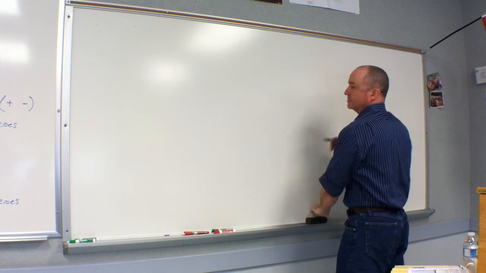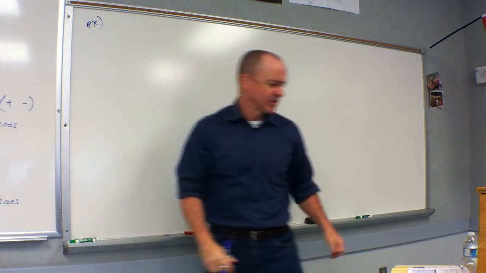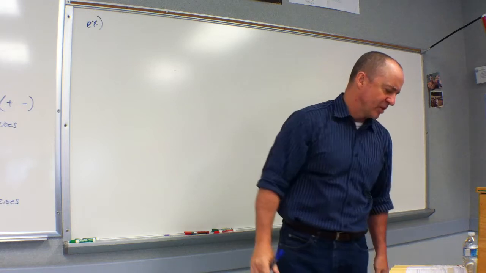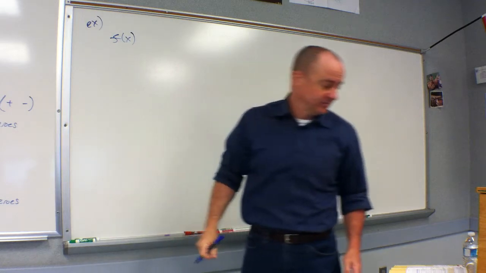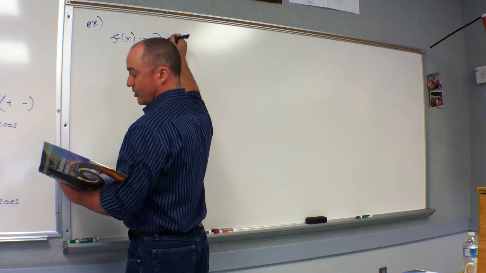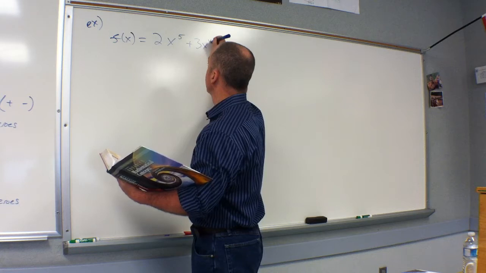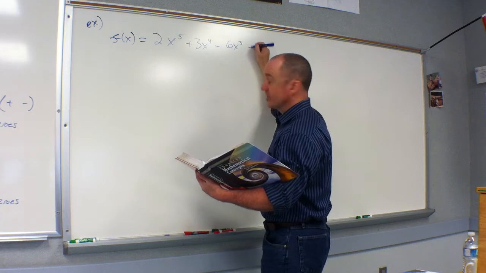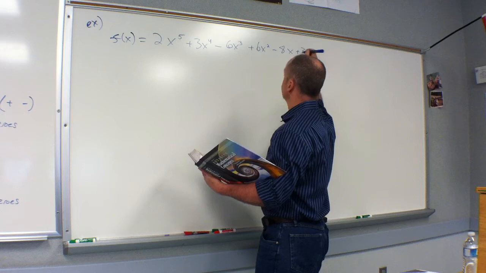Okay, now, for example, and I think I'll steal this one from the book. f of x equals 2x to the 5th plus 3x to the 4th minus 6x cubed plus 6x squared minus 8x plus 3.